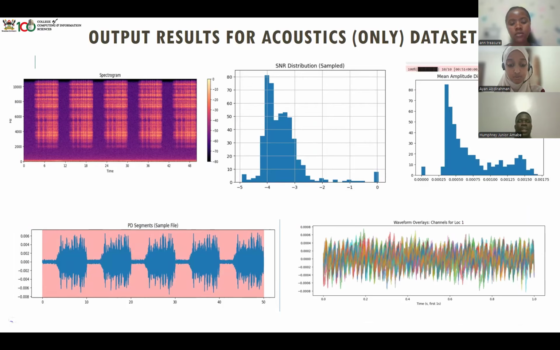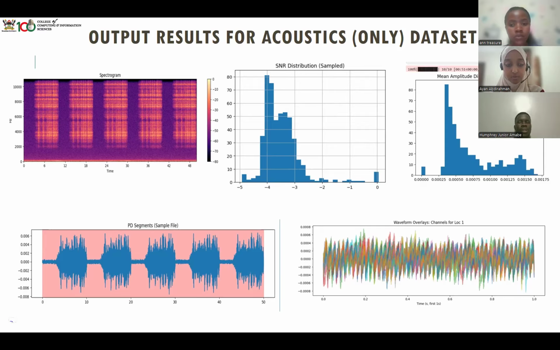Furthermore, we did EDA on the acoustic dataset only, and from that analysis we were able to visualize a number of things, as you can see on this slide. I will take you through some of the visualizations that we got when we did the EDA on the acoustics-only dataset. The first visualization that you see is a spectrogram.